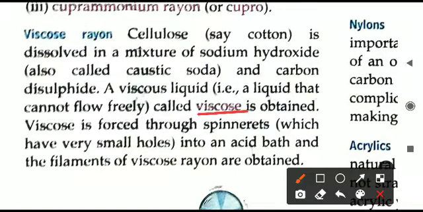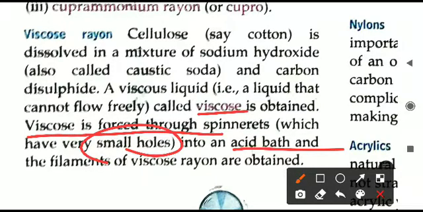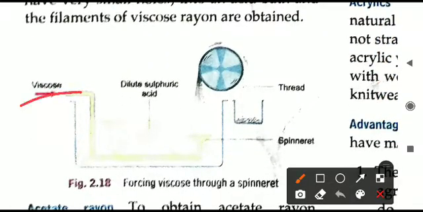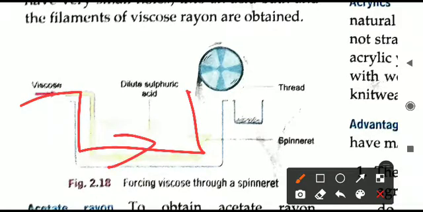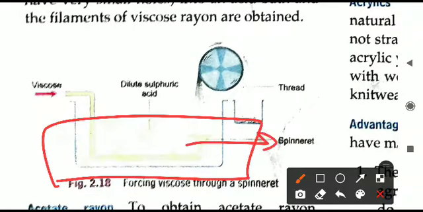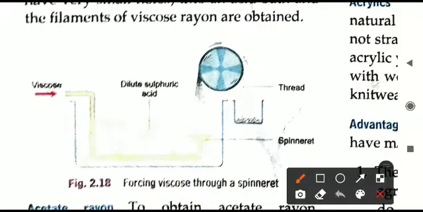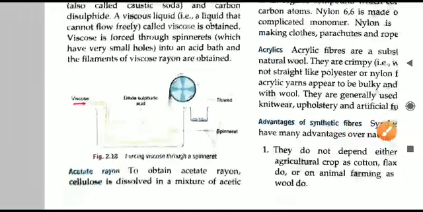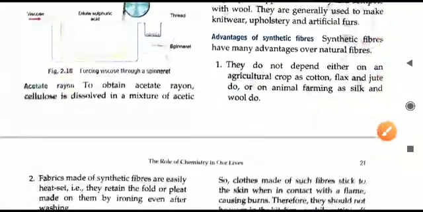So this viscose, this particular liquid, is forced through the spinnerets, which are having small holes, into the acid bath, and then finally we'll get the viscose rayon. So here you can see this particular process, how the viscose is forced through the spinneret. There this acid is present, dilute sulfuric acid is there, and finally after this whole process, this container is the spinneret. In this, the thread is produced from the viscose. Finally we are getting the thread. So this is the small topic of viscose rayon.